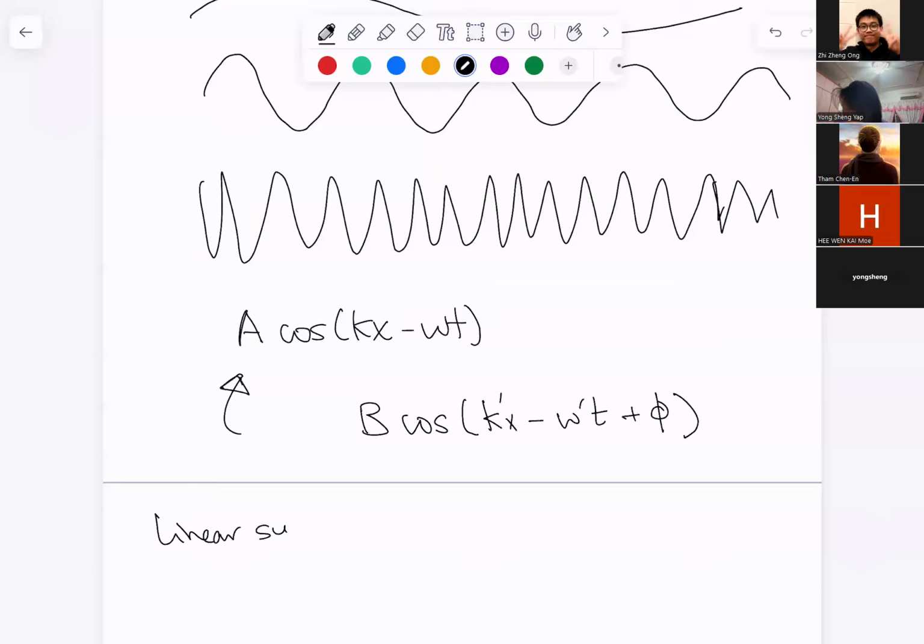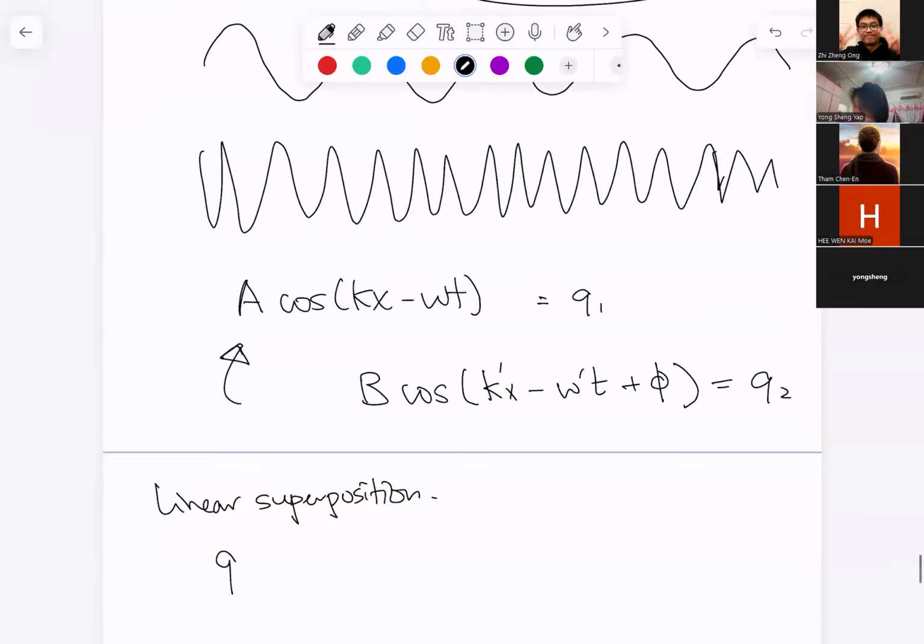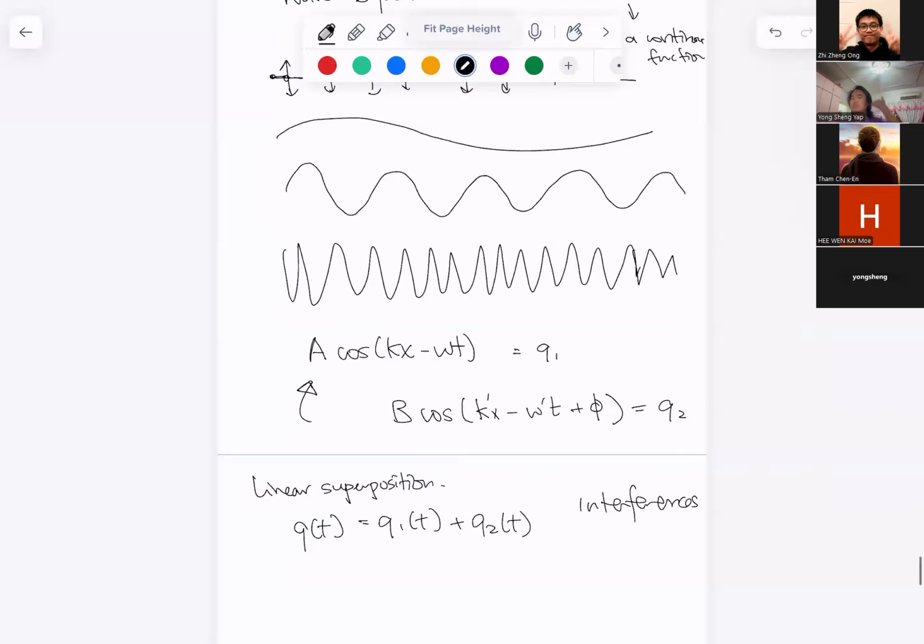So linear superposition still applies, such that I can add, this is Q1. Because one of these solves the wave equation and the other also solves the wave equation, we can have waves that are superposed onto each other. And this is basically the idea of interference. So this is a general idea, though I couldn't get into much of the detail.